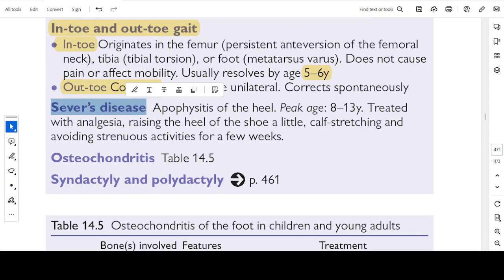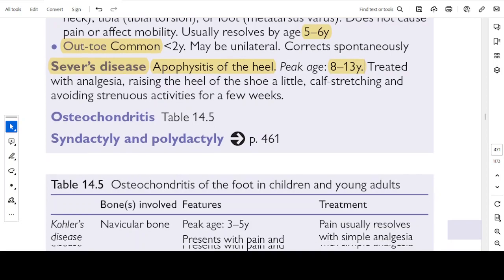Sever's disease. Apophysitis of the heel. Peak age of onset is 8 to 13 years. Treated with analgesia, raising the heel of the shoe a little, calf stretching, and avoiding strenuous activities for a few weeks.